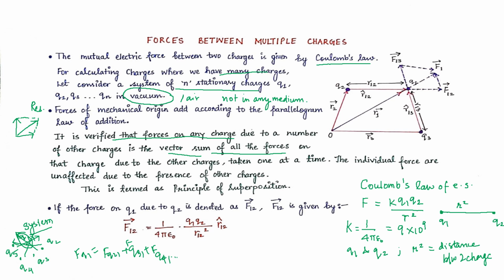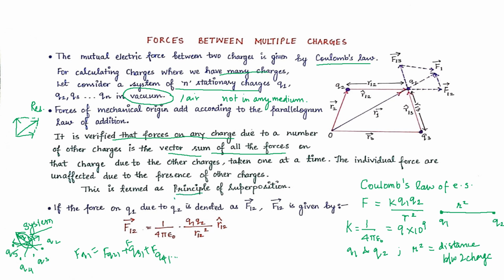Q1 will be affected only and only due to the charges Q2, Q3, Q4, Q5 and other available charges. The summation of force on Q1 will come from the forces of Q2, Q3, Q4, Q5. There will not be any other complicated formulas. So this is the principle of superposition.